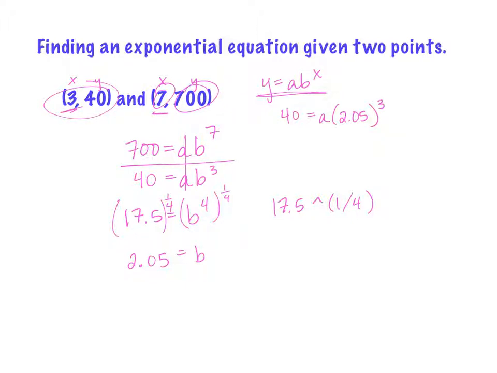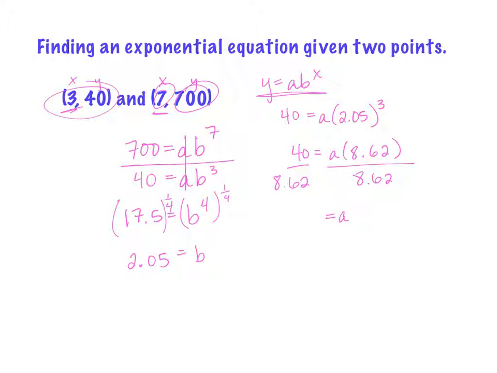I'm going to erase this part right here just to get it out of the way. And then I do some evaluating. 2.05 to the power of 3. So I have 40 equals a times 8.615 or 0.62. We'll go ahead and round that off. And then this is a times 8.62. So I'm going to divide by 8.62. And I get 4.64.